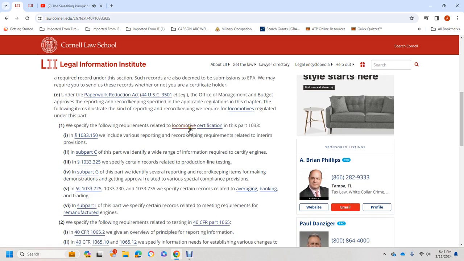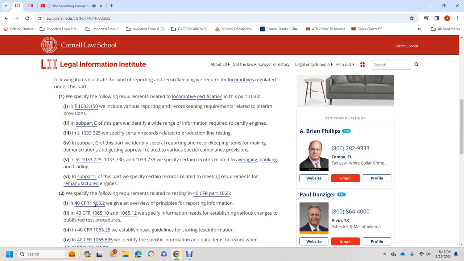We specify the following for regulated locomotive certification. In part 1033, 1033.150, we include various reporting and record requirements related to interim provisions. In subpart C, we identify a range of information required to certify engines. In 1033.325, we specify records related to production line testing. In subpart G, we identify several reporting and record keeping items for demonstrating and getting approval related to various special compliance provisions. In 1033.725, 730, and 735, we specify certain records related to averaging, banking, and trading. In subpart I, this part specifies certain records for meeting requirements for remanufactured engines.